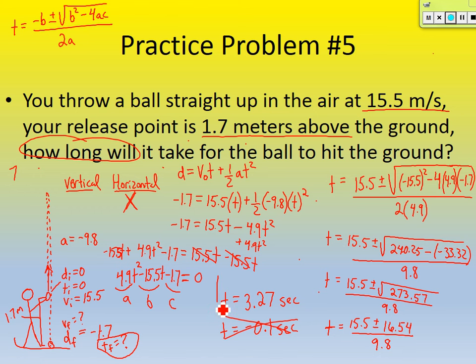Our answer is going to be this positive value because time will always be positive. So the amount of time that that ball is in the air, if you throw it up and it ends up 1.7 meters below on the ground, will be 3.27 seconds. And I think that's really cool how we can use equations to solve these projectile motion problems. And hopefully that helps give you a good introduction on how to solve them, and all the different formulas and math techniques that we use to solve for those variables.